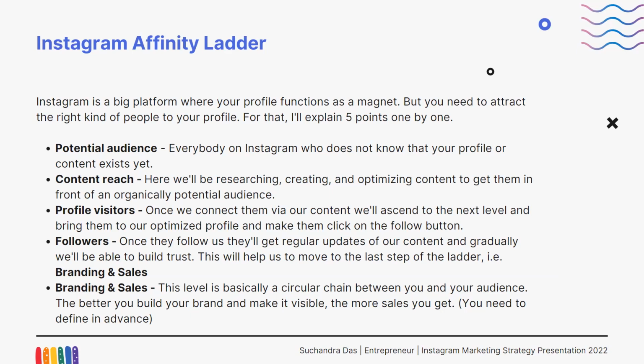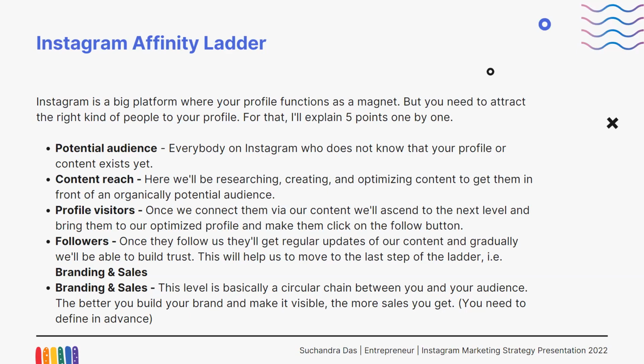So Instagram is a big platform where your profile functions as a magnet, but you need to attract the right kind of people to your profile. For that, these 5 points come into play. First is potential audience. Everybody on Instagram who doesn't know that your profile exists is your potential audience. So the audience is huge. There are millions of users on Instagram, and all of them are your potential audience.